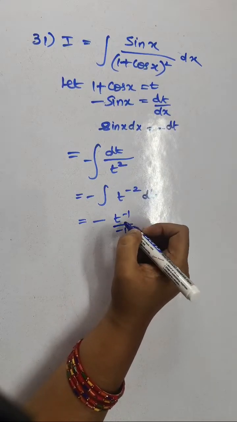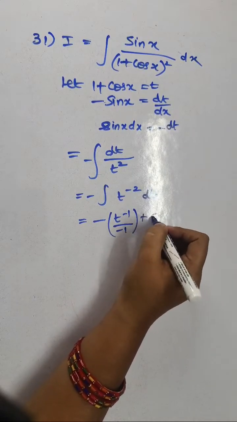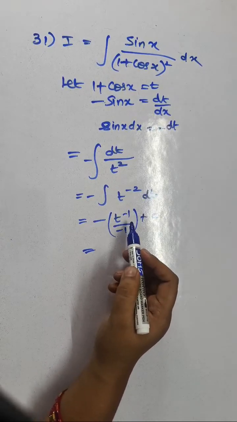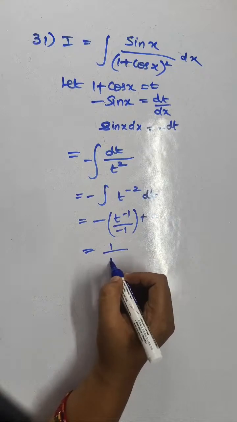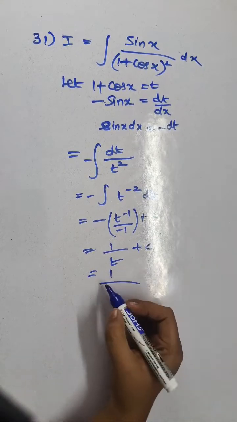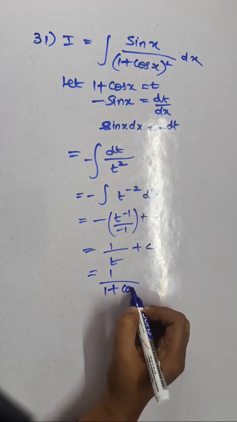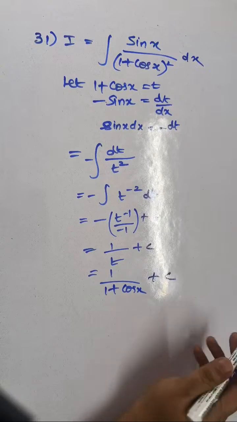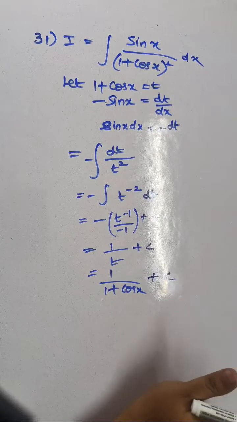And the denominator also we'll get as minus 1. Minus into minus is plus. Since you have minus in the numerator, you can take that to the denominator and replace t in terms of x. So I'll get it as 1 by 1 plus cos x plus c. This is the required answer.